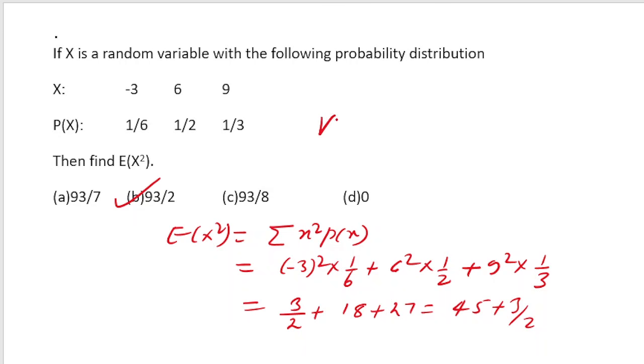So how will you calculate the variance of x? You will calculate expectation of x square minus expectation of x whole square. In the previous page we calculated expectation of x. So if you substitute these two values, you can calculate the variance of x.